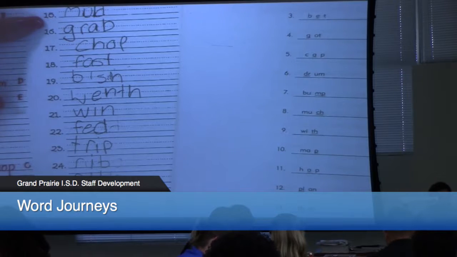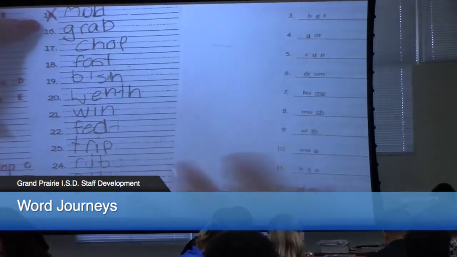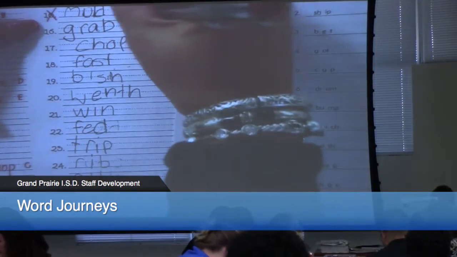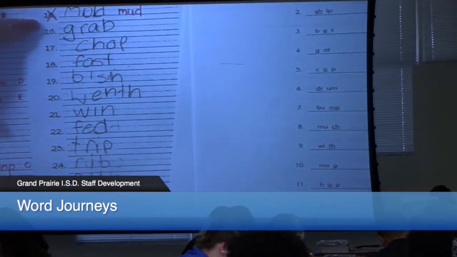Number 15 is what? Mud. Baby wrote what? Mold. So we're crossing that out. We're rewriting it. And what letter goes with that?